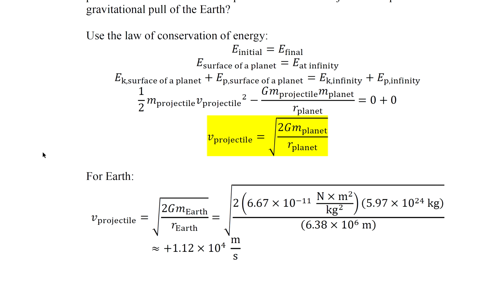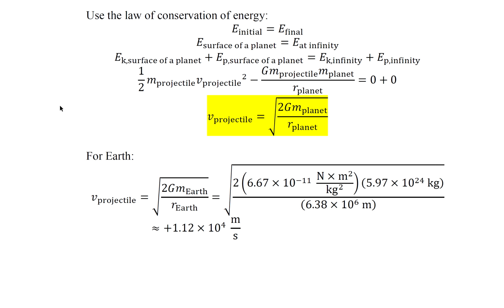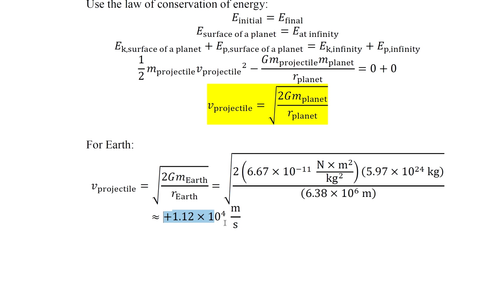For Earth, we're going to plug in the values for the mass of the Earth, the radius of the Earth, and the gravitational constant. We get about 11,000 meters per second. So we need to throw an object up at about 11,000 meters per second for it to escape the gravitational pull of the Earth. Now this is without any engines and rockets. It's like a ball.